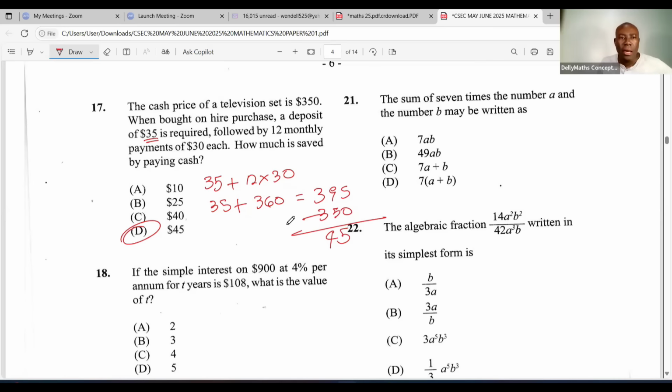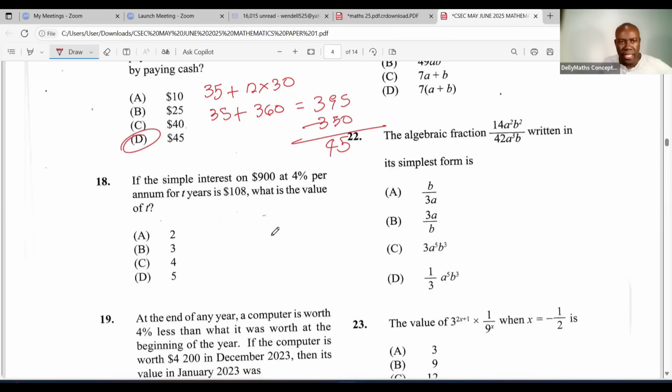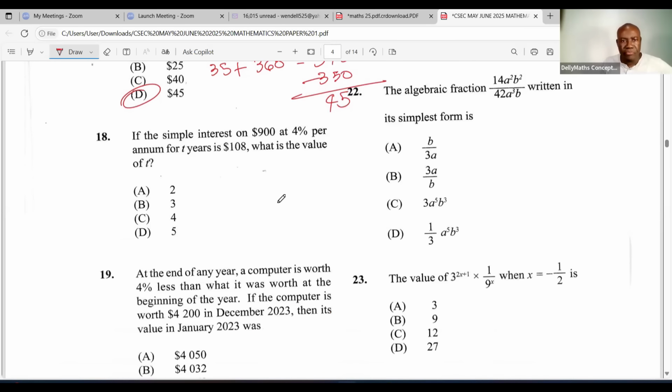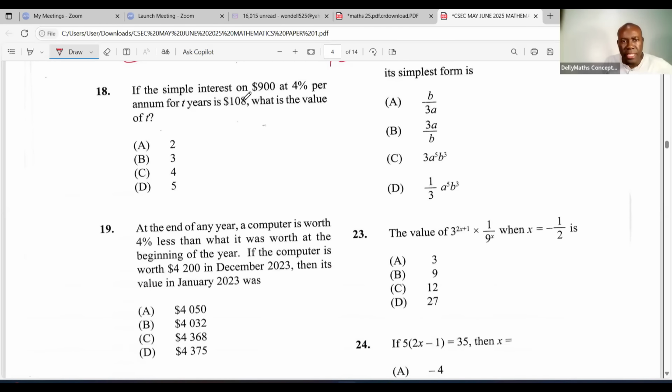How much is saved by buying cash? This is a repeat question, 45. If a simple interest on this at that rate is this, what is the time? Time is simply your interest times 100 over P times R. So your interest is 108 times 100 over 900 times R, which is 4.